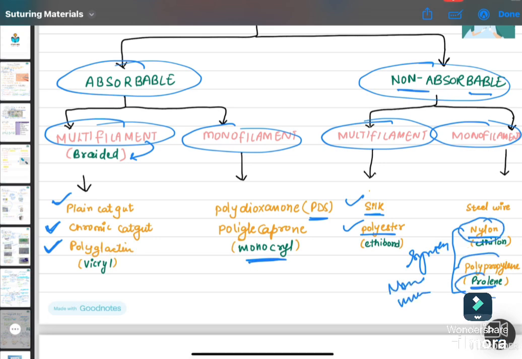Nylon and Prolene, study them in combination. Likewise, we have studied cotton and silk together. So likewise, study nylon and Prolene together.